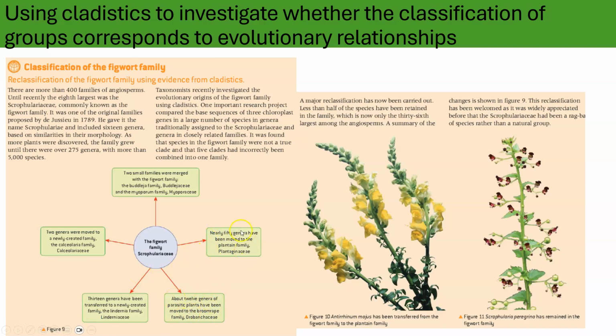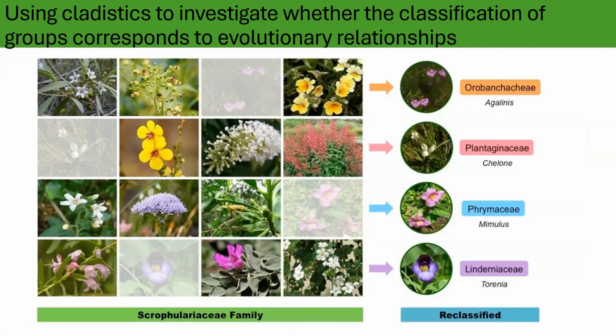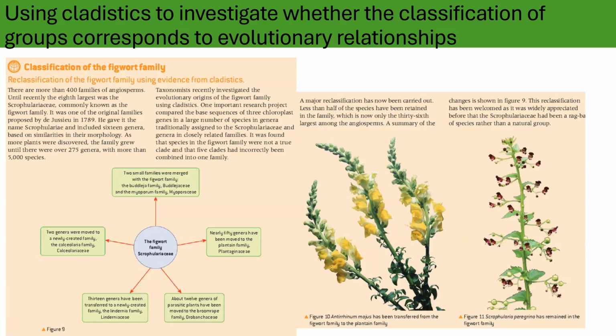So let's see, 50 of those 275 genera were moved to another family, and 12 genera were moved to a different family once again. 13 of them were moved to a new family that did not exist, and 2 genera were moved to a newly created family. So there's basically 5 different moves, and 2 small families were merged with the figwort family. So things that we didn't think were in the figworts were now in the figworts. So yeah, it made a lot of changes to how we classify organisms.